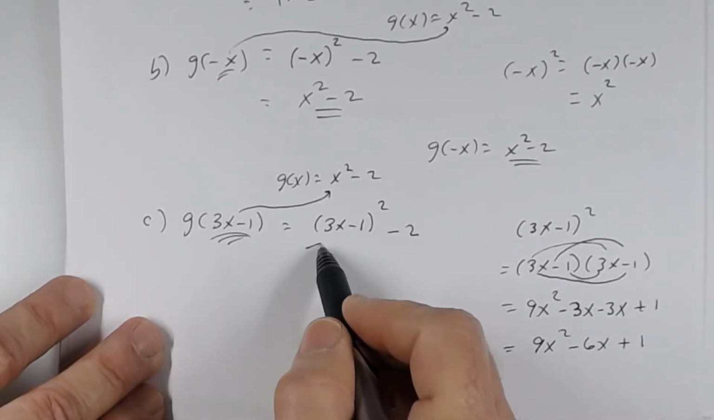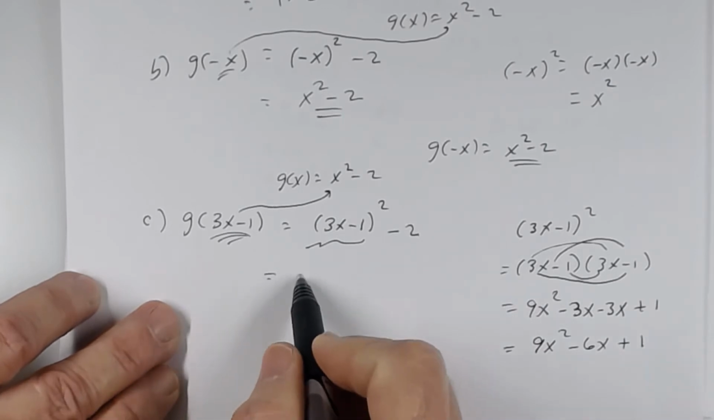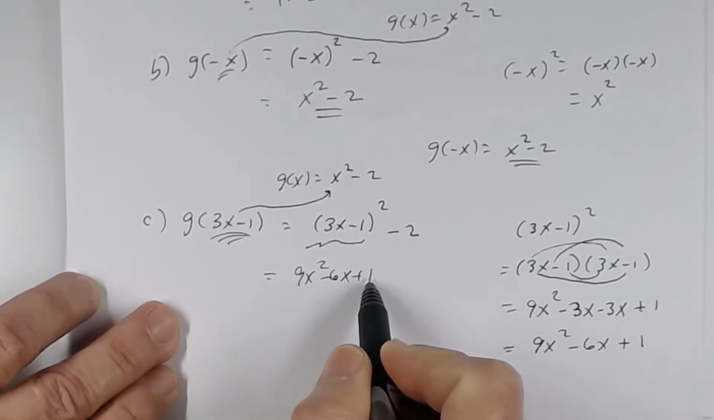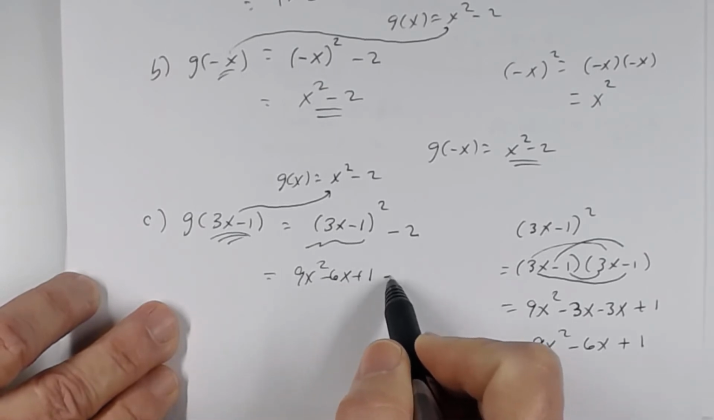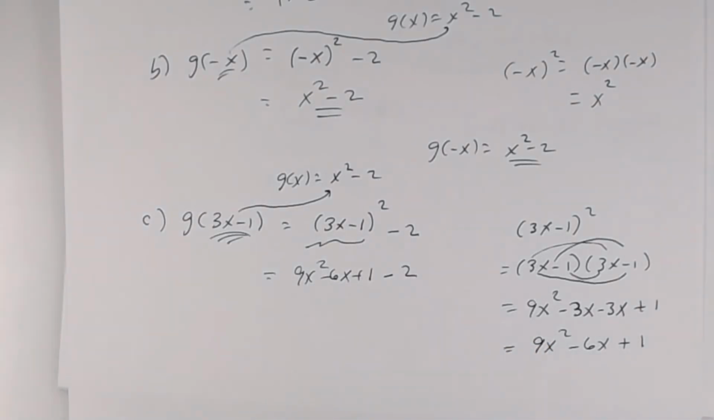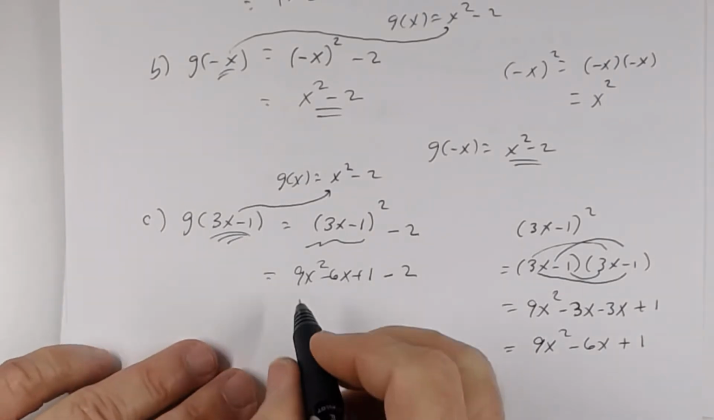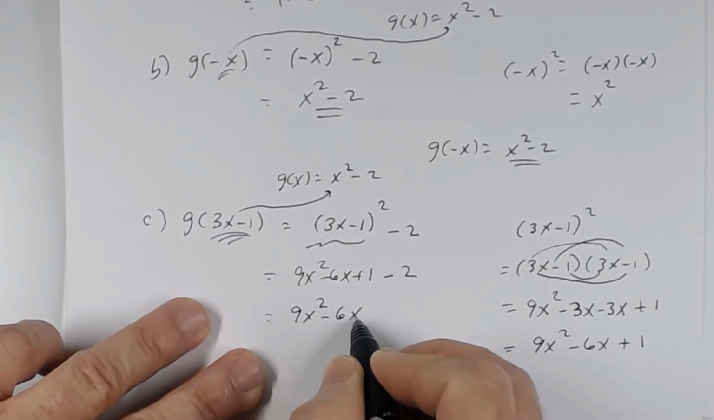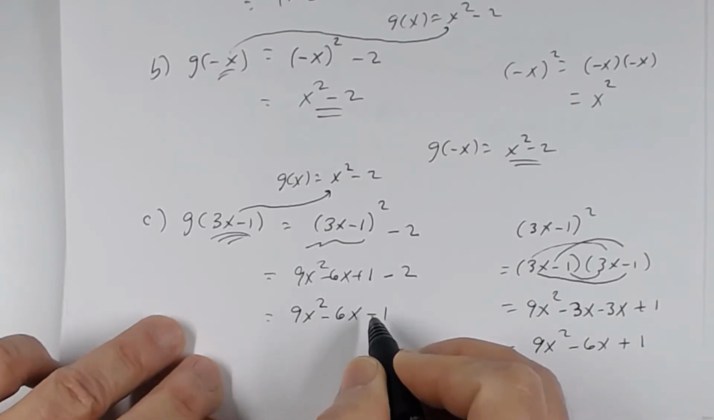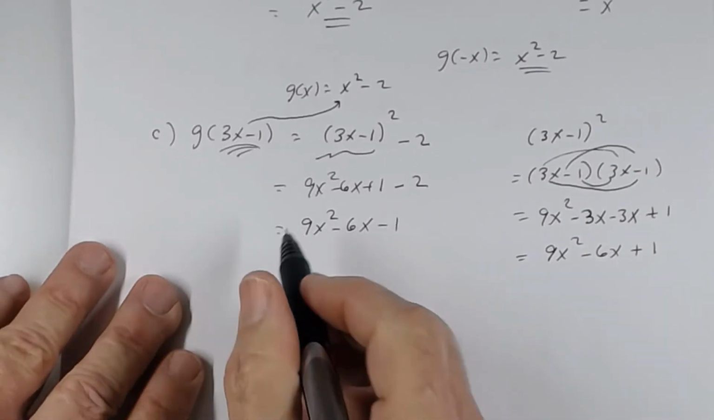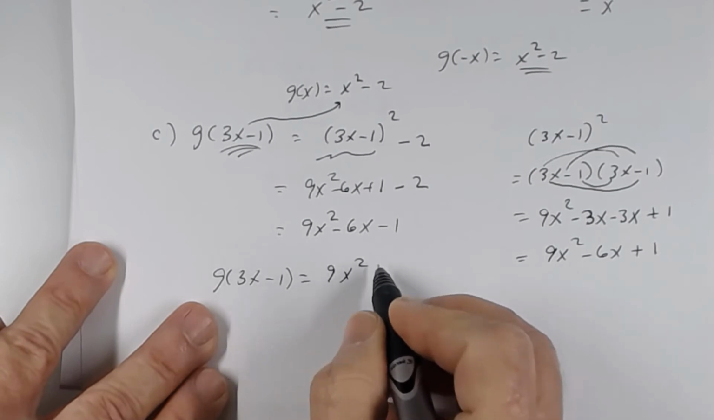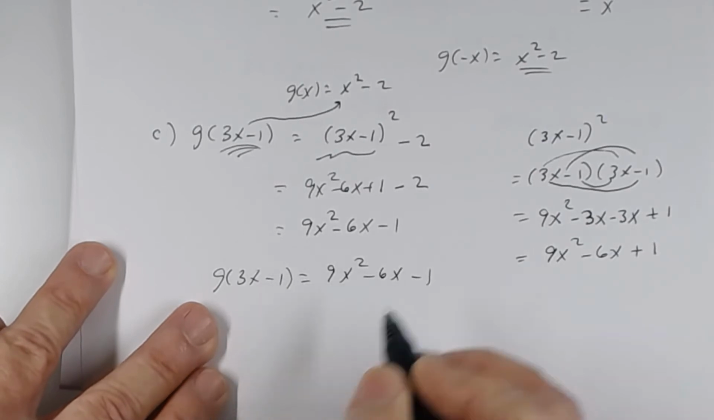So what I found was only this part here. So that is 9x squared minus 6x plus 1. But what else do I need to do? Subtract 2. And now combining like terms, you found your expression. So what do I get when I combine like terms? 9x squared minus 6x minus 1. So g of 3x minus 1 is going to equal 9x squared minus 6x minus 1.